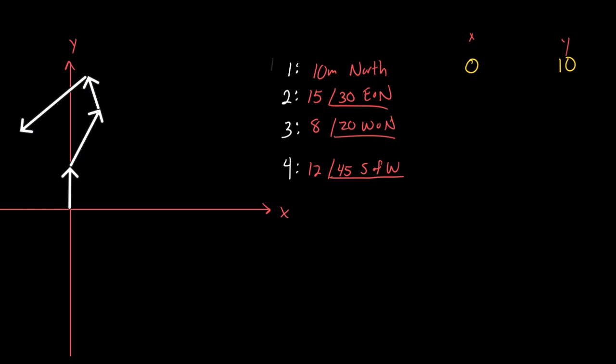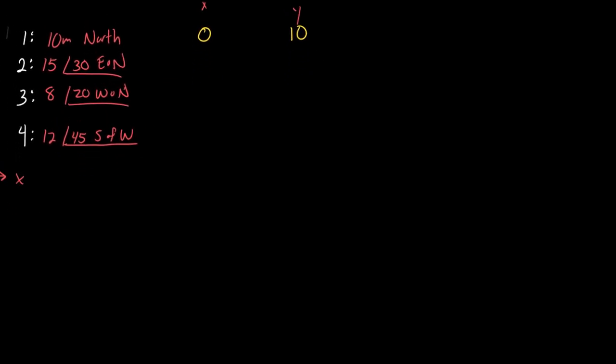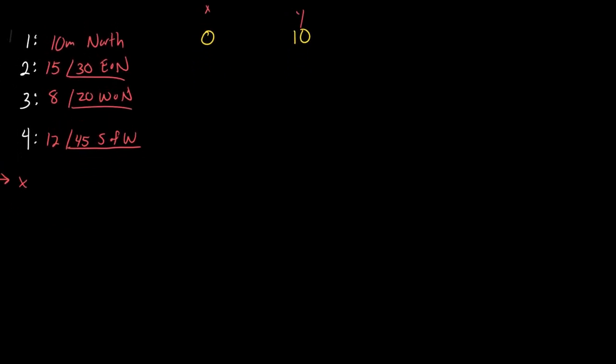So let's start with the 15. I'm probably doing this with more steps than are necessary for some of you, but that's okay with me. I'm trying to make sure that everybody understands. So I take each vector independently and figure out their components. So it's 15, and it's 30 degrees east of north.